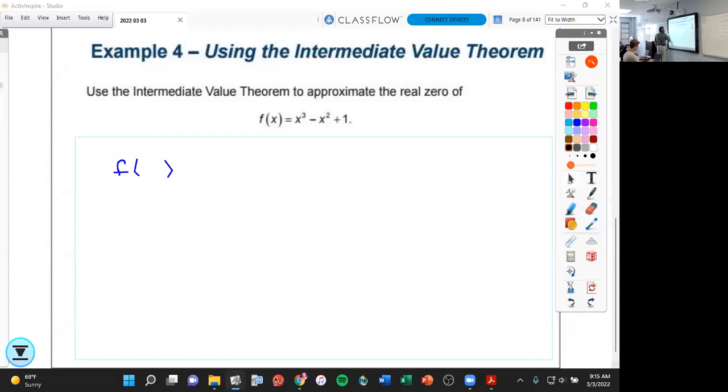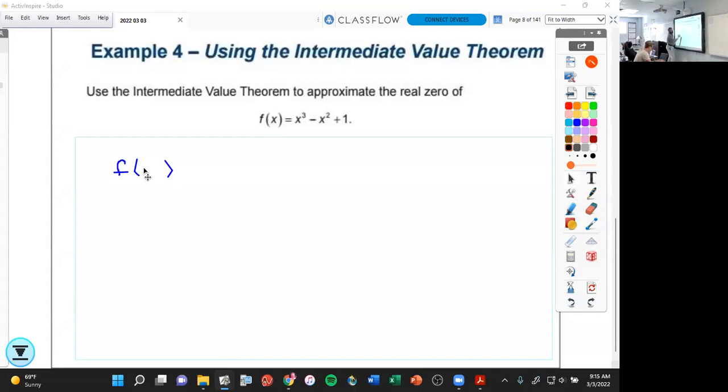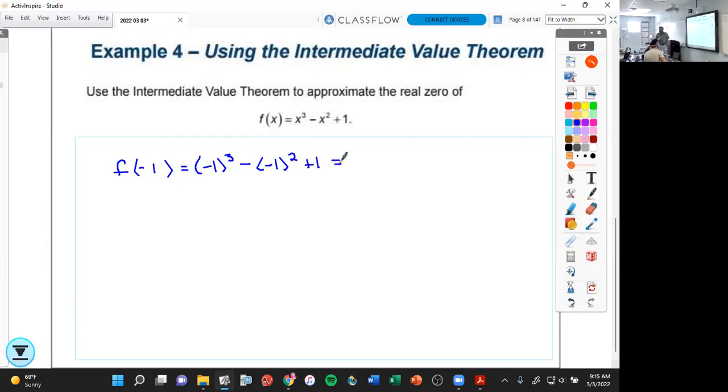So on this particular one right here, let's say I wanted to know the value of f of, and I don't really know, so I'm just going to go -1. If I plugged in a -1, that would be -1 cubed minus -1 squared plus 1. And what do I get? -1 cubed would be -1. -1 squared would be +1. So I got -1 minus 1, which is -2. Plus 1 gives me -1.